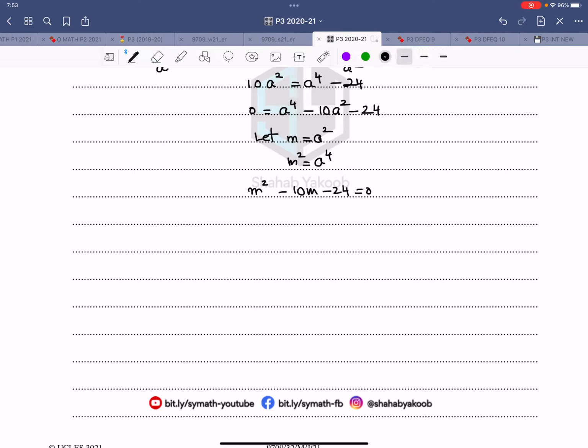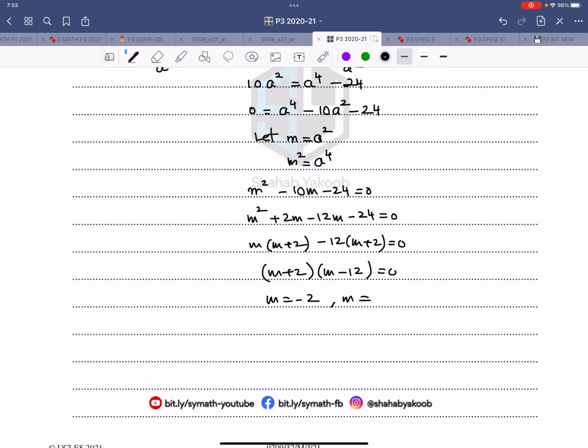Let me go back, because this is a very common error of middle term factorization that I just made. So this is m square, this is plus 2m minus 12m minus 24 equals 0. That is the correct one. So m plus 2, minus 12, m plus 2 equals 0. m plus 2, m minus 12 equals 0. m equals negative 2. m equals positive 12.